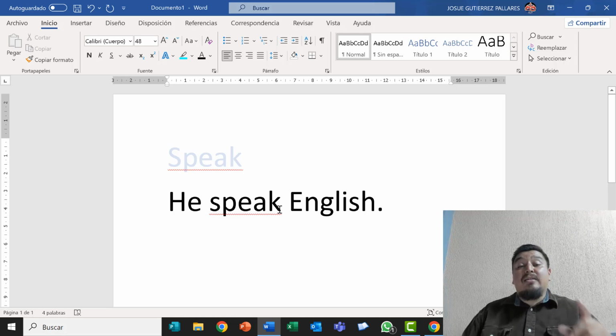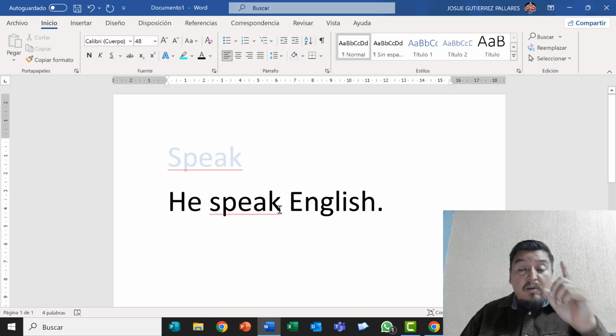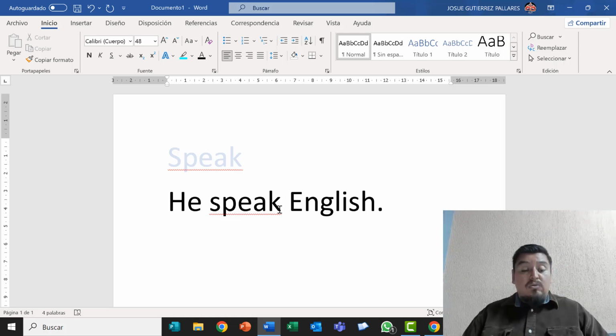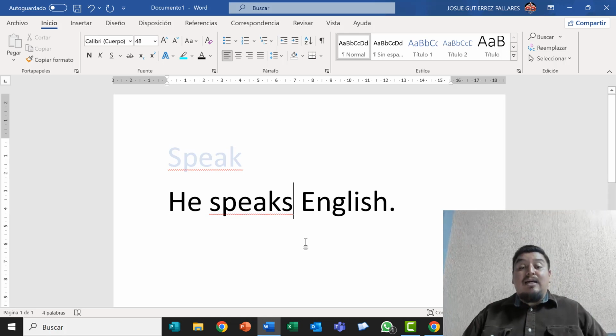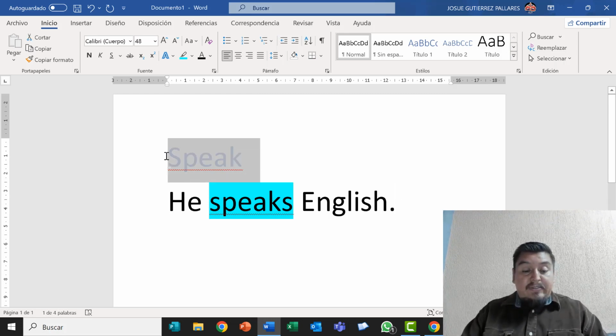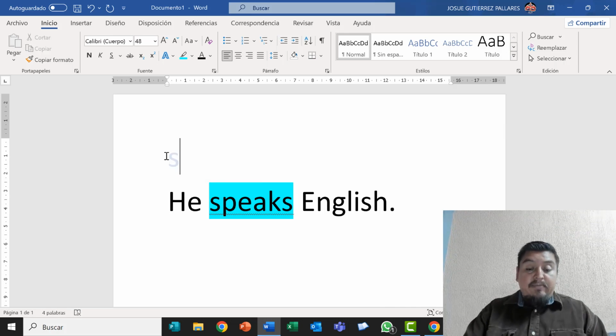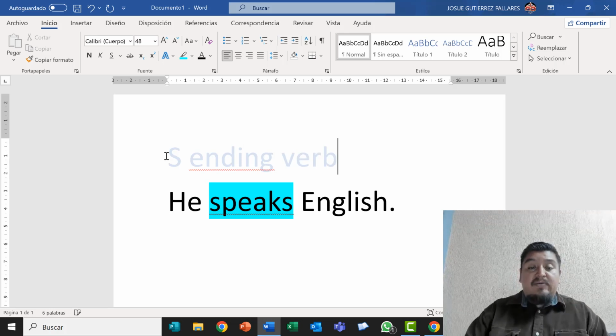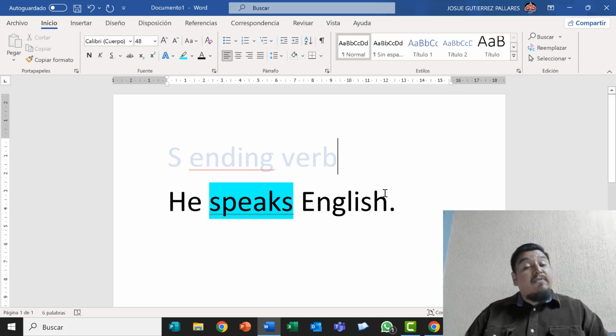Because you need to apply rule number 1, the first rule. Add an s at the verb ending. Okay? Add an s. This is the first rule. Ending verb. Al final del verbo agregas una s. Yeah, that's the first rule.